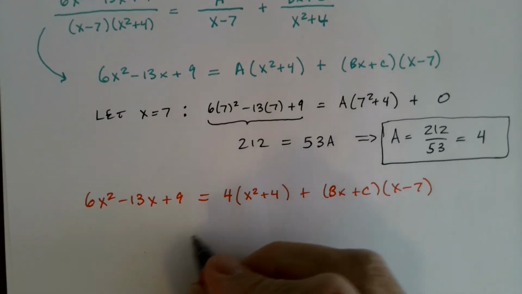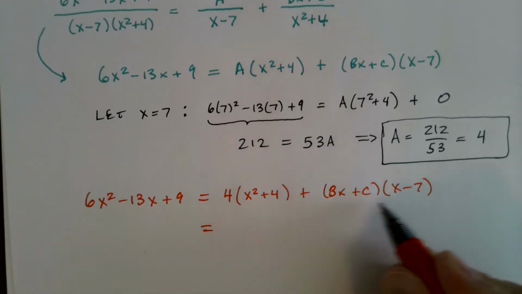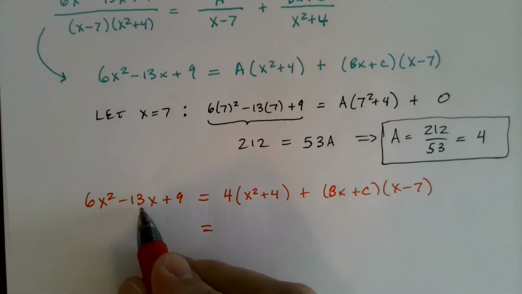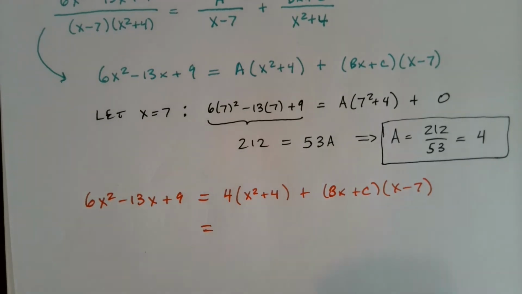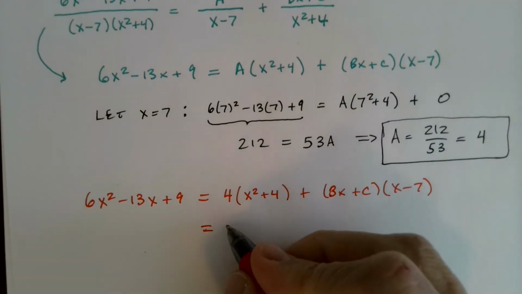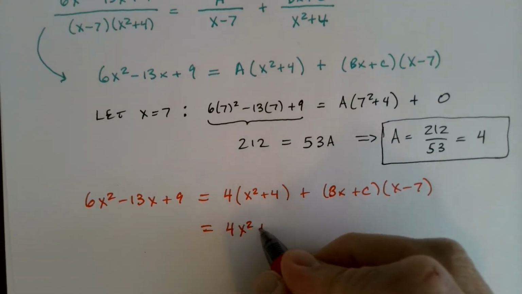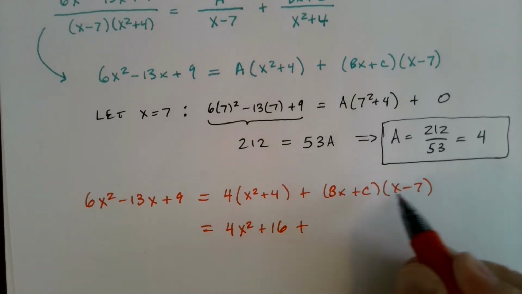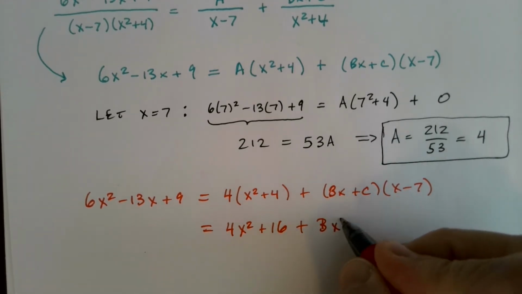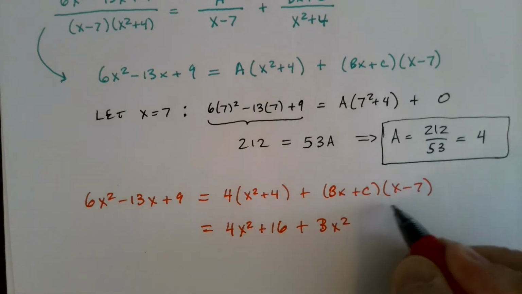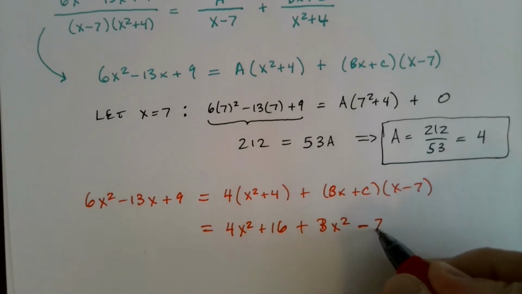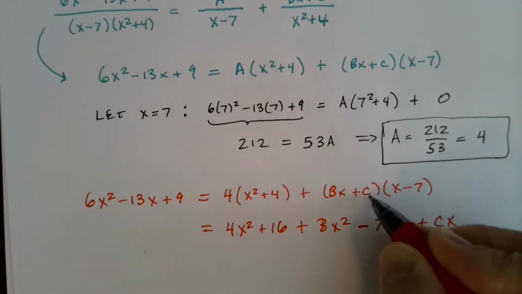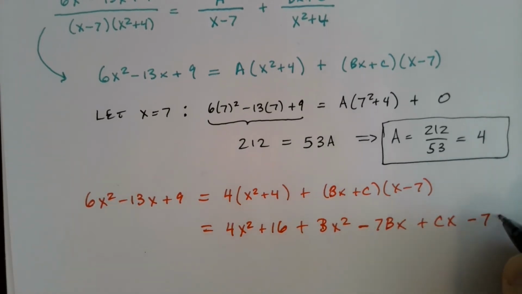So undetermined coefficients says what? I'm going to expand this out. I know the coefficients over here for x squared are 6, for x -13, and the constant term is 9. They have to match over here. So distributing the 4, I get 4x squared plus 16. And then here I've got to FOIL this out, right? Bx times x is bx squared. That's first. Outer, -7 times bx, -7bx. Inner is cx. And last, c times -7 is -7c.